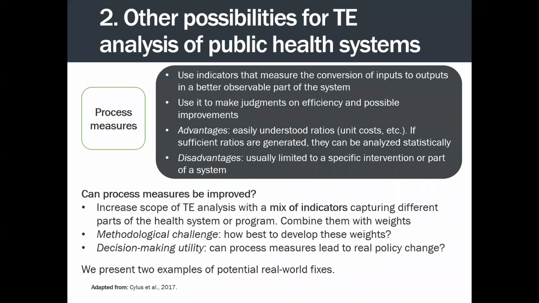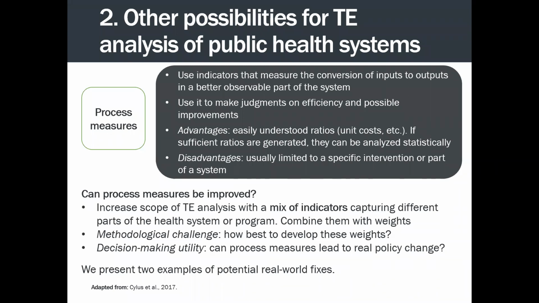So here, the long-standing approach of using process measures, which are generated as part of the routine execution of the production process, might be convenient, though they do come with advantages and disadvantages. While it's easier to understand ratios which are generated as part of a health production process, such as unit cost or some other kind of input-output ratio, these are, of course, not a very sophisticated measure of the underlying production function.